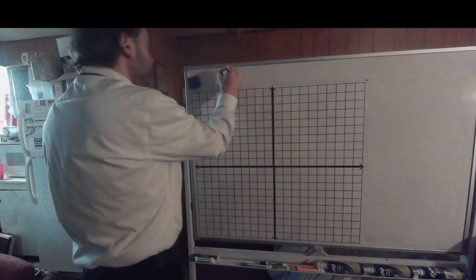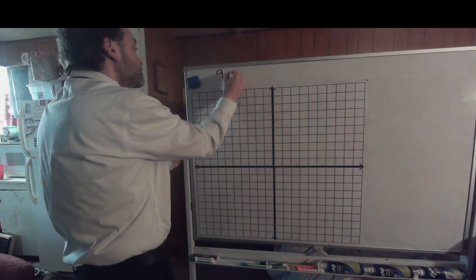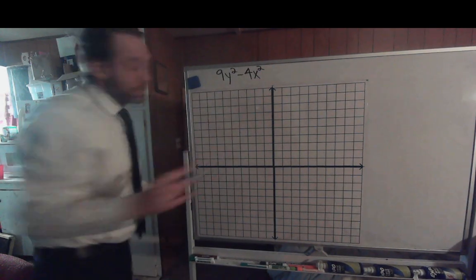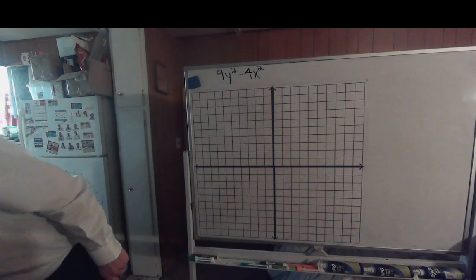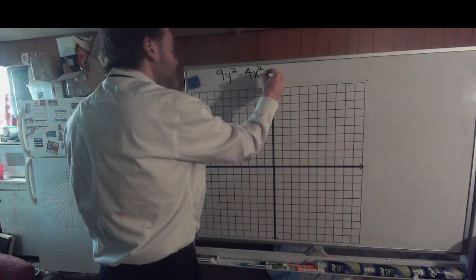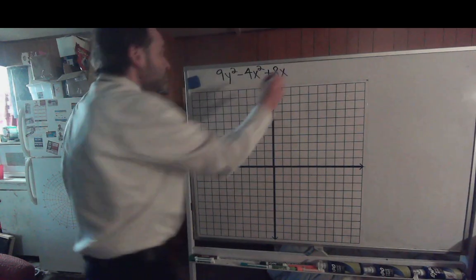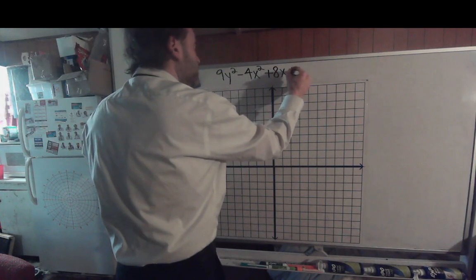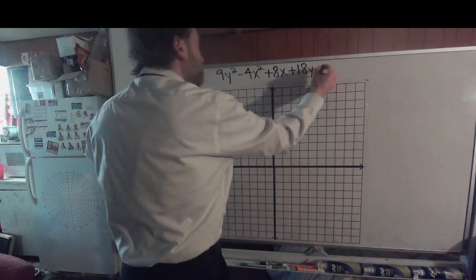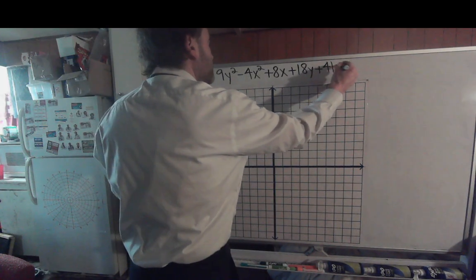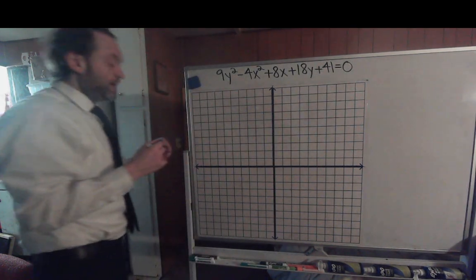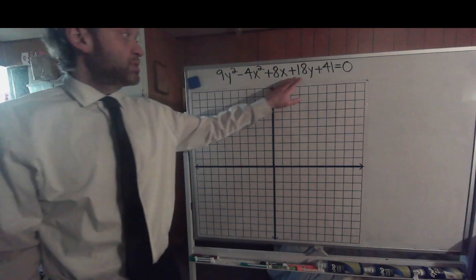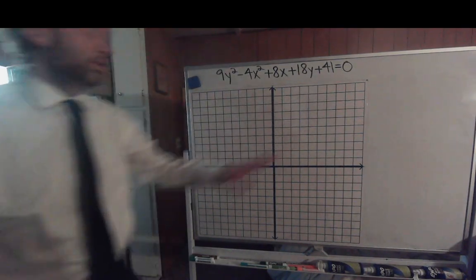What if we have, let's see, 9y squared minus 4x squared plus 8x plus 18y plus 41 equals 0. So we have 9y squared minus 4x squared plus 8x plus 18y plus 41 equals 0.